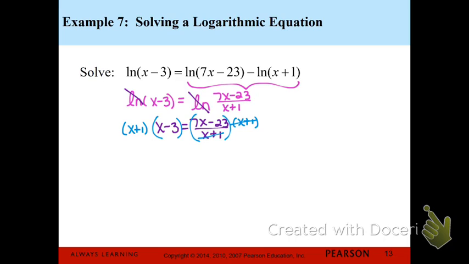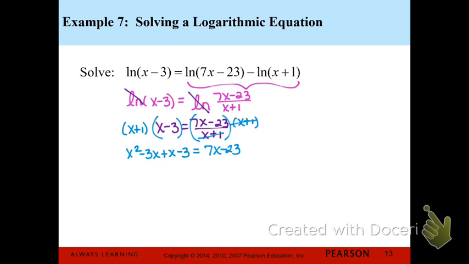So my x plus 1's on the right are going to cancel. What am I going to do on the left? Distribute, or do FOIL. So x times x is x squared. x times negative 3 is negative 3x. 1 times x is x. And 1 times negative 3 is negative 3. Equals, I can't do anything to this other side. I already canceled out my x plus 1's.